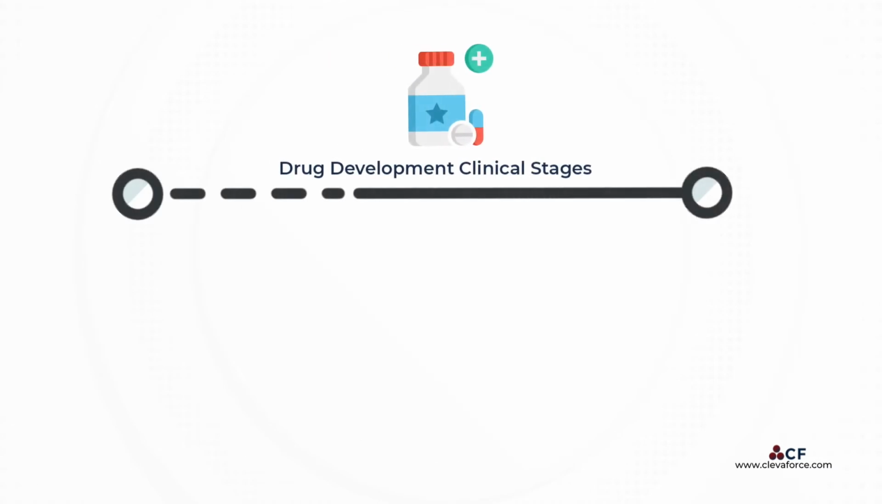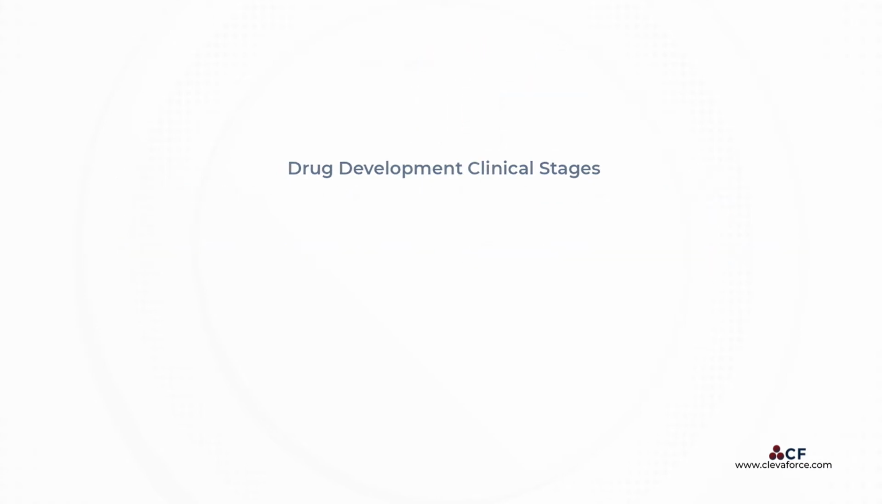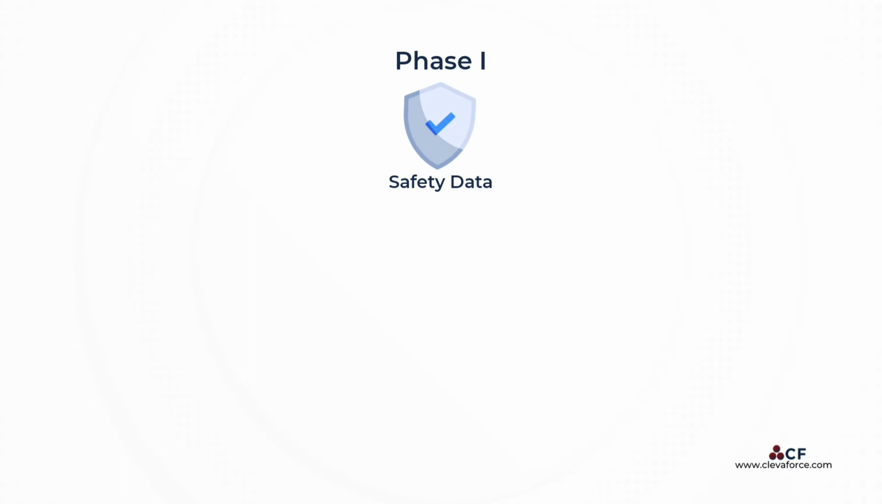In drug development, there are four distinct phases of clinical development: Phase 1, Phase 2, Phase 3 and Phase 4, which is usually called post-marketing trials or real-world evidence. Phase 1 clinical trials provide initial safety data to support further testing with larger number of people.